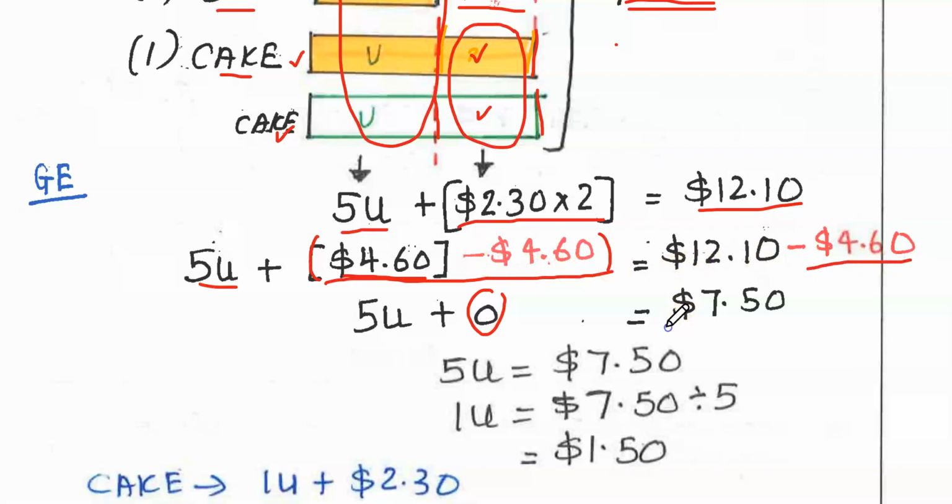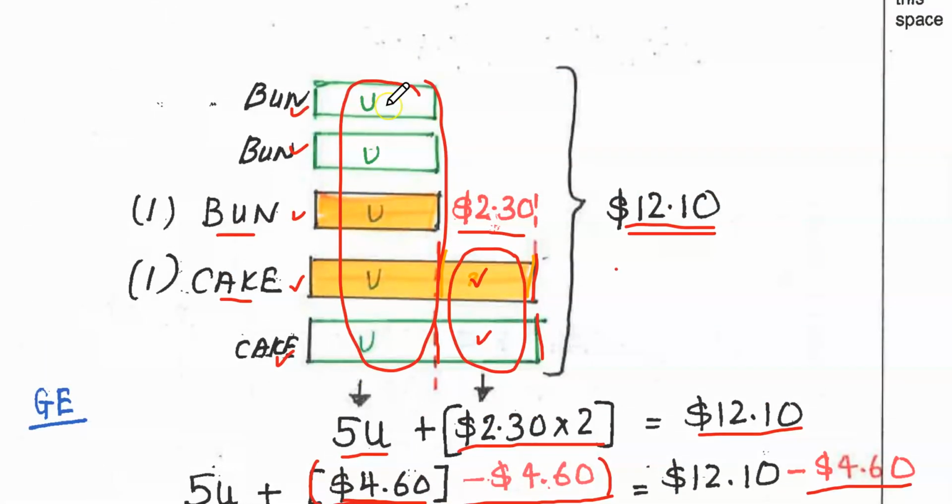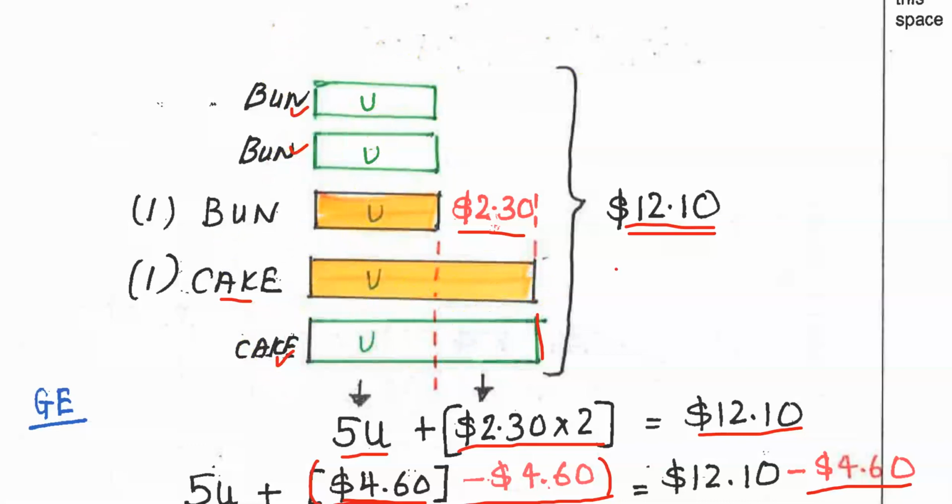This over here has a value of 750. Therefore, it left me with 5u plus nothing gives me 750, or 5u is actually 750. Find 1u, which is 150. It means this is 150, 150, 150. Now let me just clear off this part for easy reference. It means this: $1.50, $1.50, $1.50, and one cake is $1.50 plus 230.